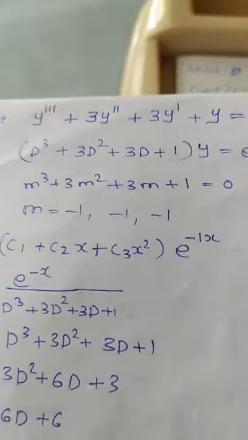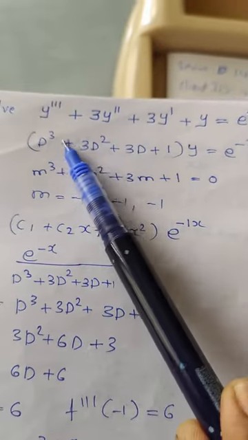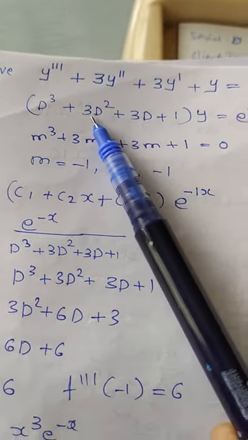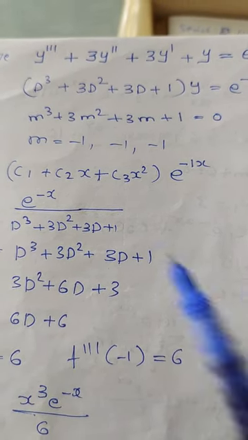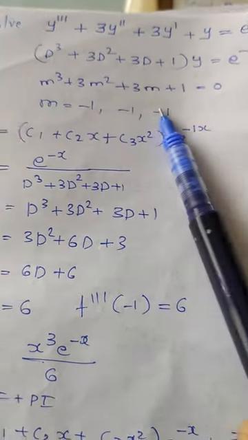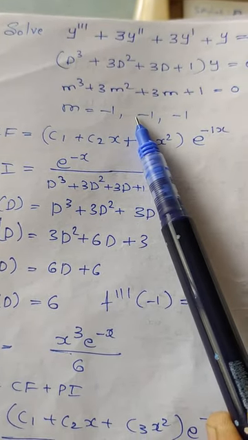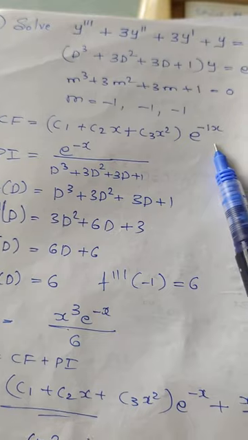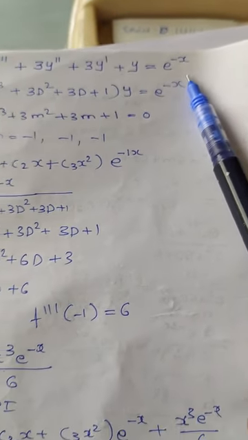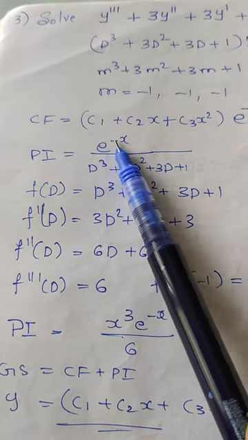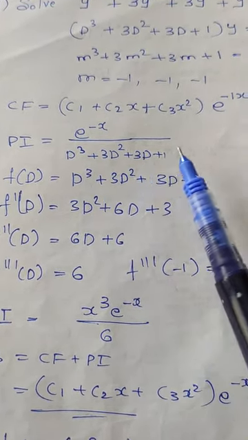In the third problem, given differential equation is third order. F of d is polynomial operator is d cube plus 3d square plus 3d plus 1. Auxiliary equation, find the roots. Here roots are real and equal. Repeats how many times? 3 times. Write the CF. You know how to find the CF. And RHS, we have e power minus x. PI, e power minus x divided by d cube plus 3d square plus 3d plus 1.